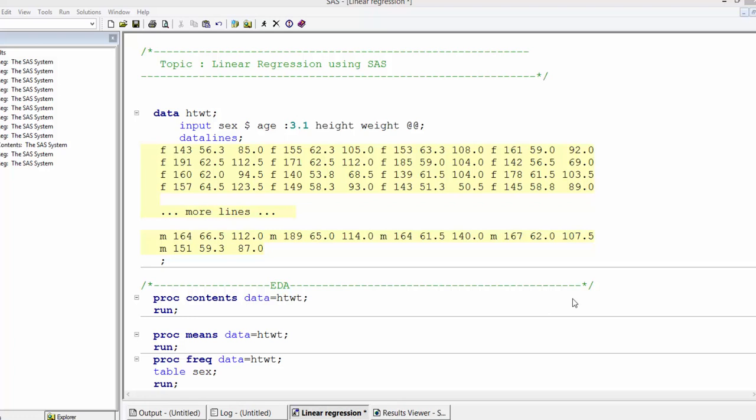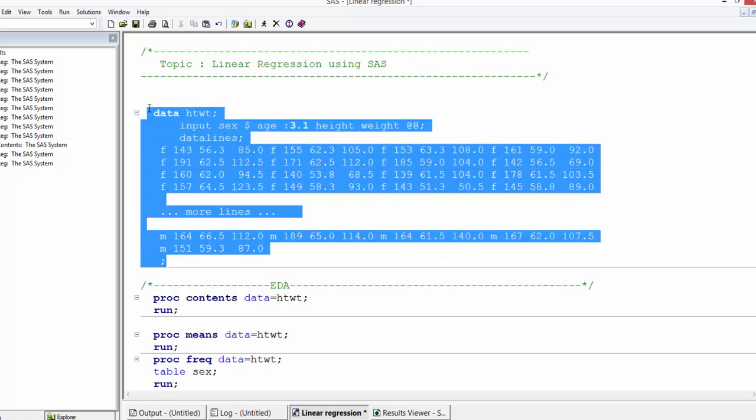In this video, I am going to show you how to build a linear regression model using SAS. I'll take a data set to show you how to build a model. The data set that I'm going to take is height weight, which has got four variables: sex, age, height, and weight. So we have data for sex, age, height, and weight for each individual. So we will try to build a model which will find out the weight of an individual given his sex, age, and height.